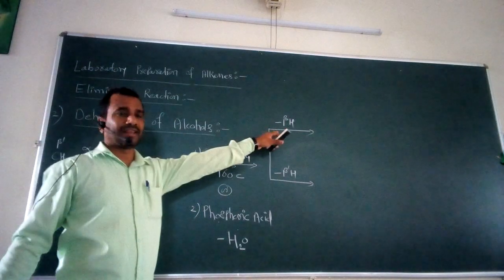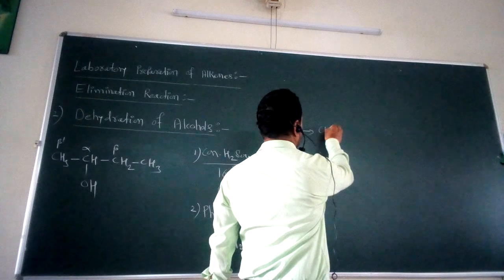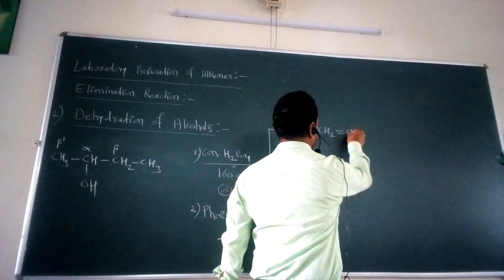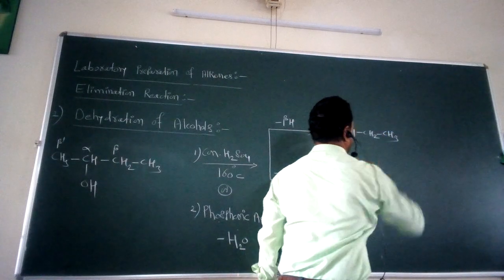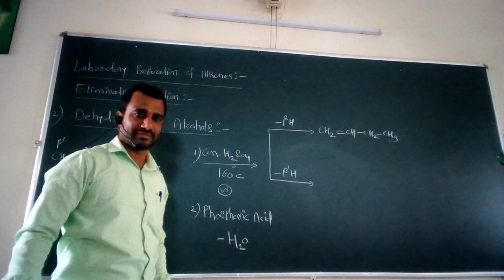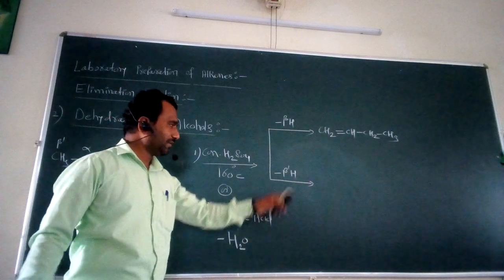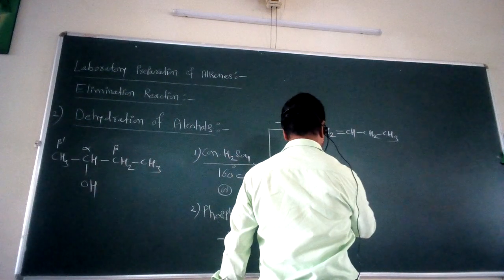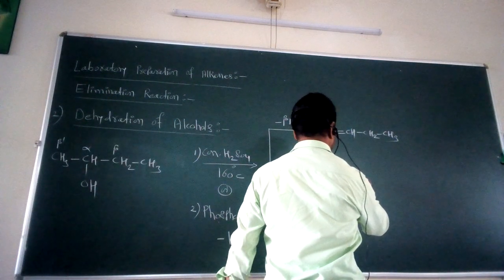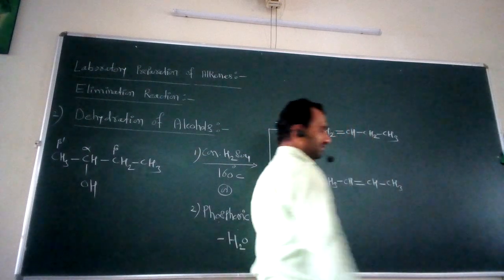Now, after the removal of this beta hydrogen, what will you get? We will get CH2 double bond CH, single bond CH2, single bond CH3. So, this type of product formation takes place after the removal of this beta hydrogen. On the other hand, if we remove this beta dash hydrogen, you will get the next type of product, that is CH3 single bond CH, double bond CH, single bond CH3.